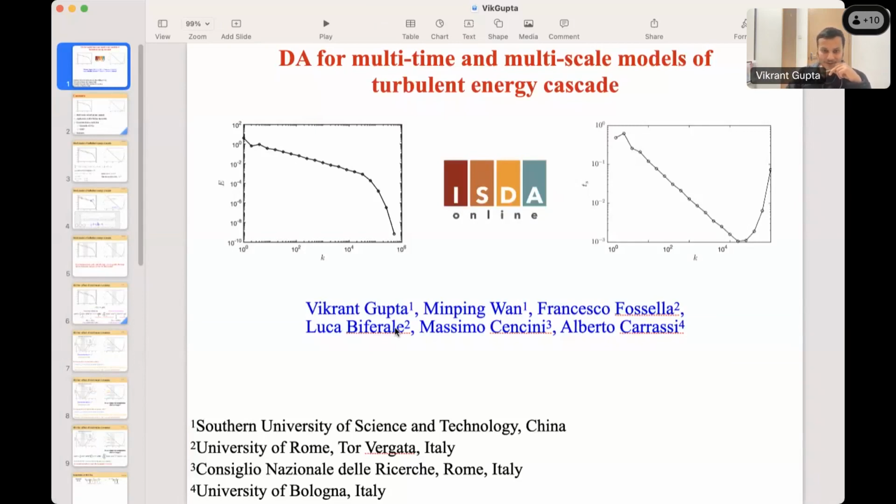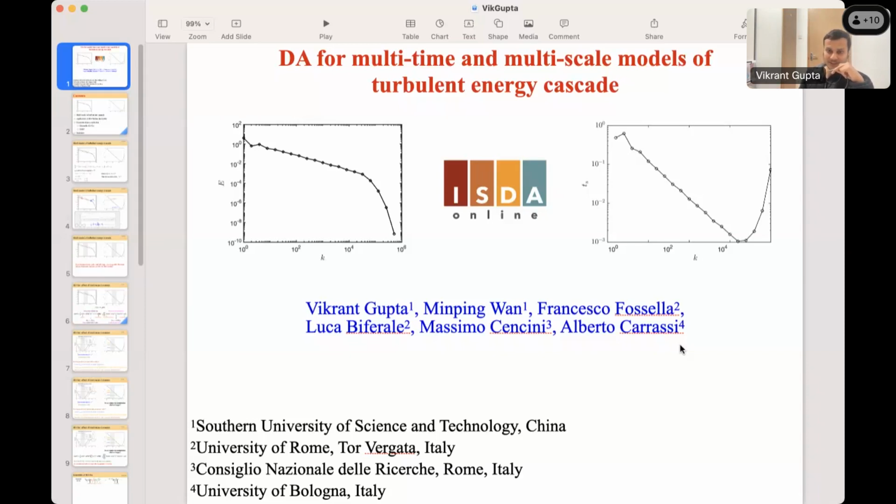So we are a lot of researchers working on this topic. Myself with Midwig Juan, Francesco Posella, Luca Biffarale from University of Rome Tor Vergata, Massimo Ciancini from CNR, and Alberto Carrassi from University of Bologna. First thing I would like to say is that except Alberto, everybody else here in our co-author list is new, almost new to data assimilation.